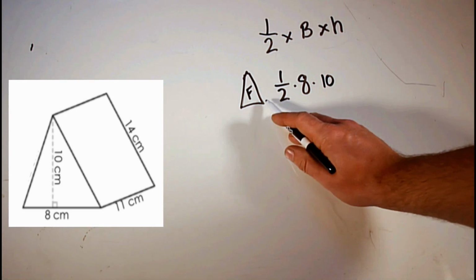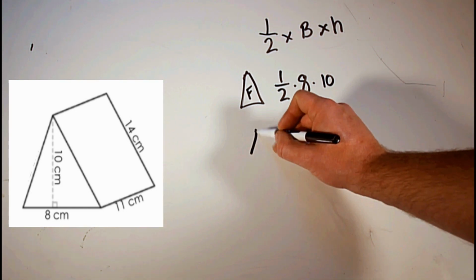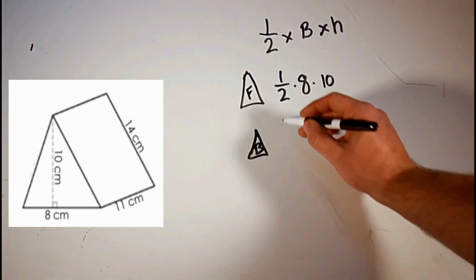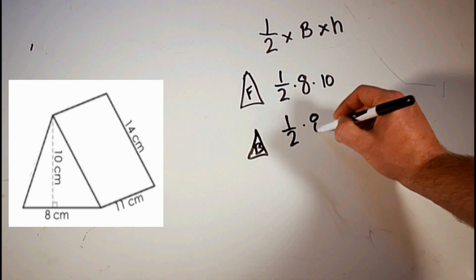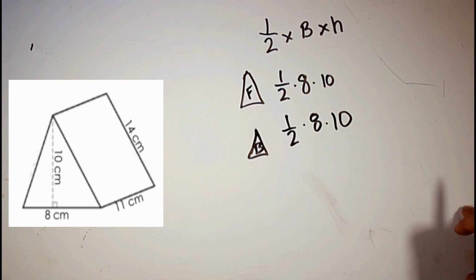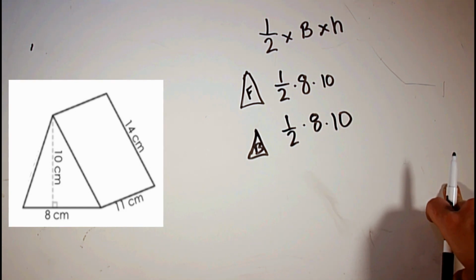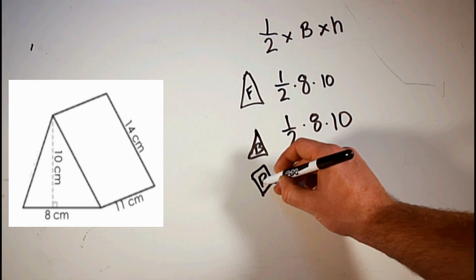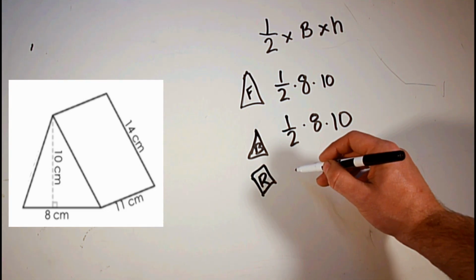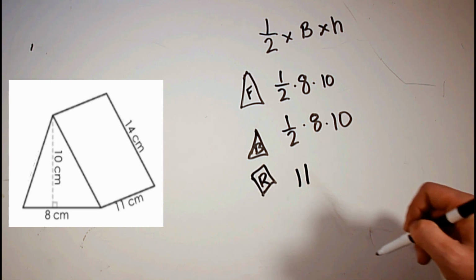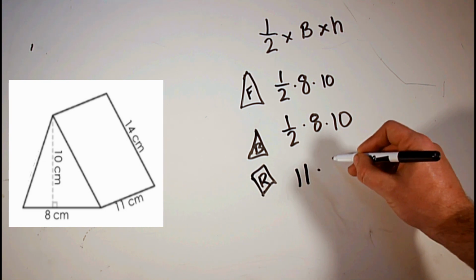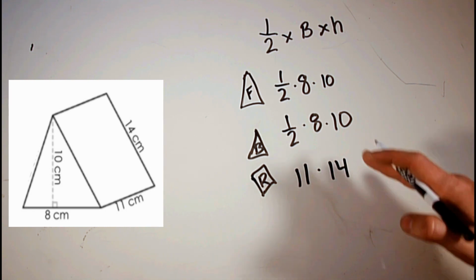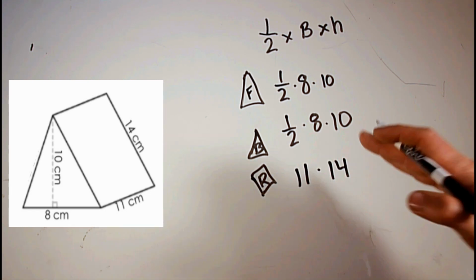Now, what's the same as this? Well, the back. The back triangle is the same. They're opposites, so they will be the same. Then we have the right side, and that's a rectangle. That rectangle has a length of 11, and it has a height of 14. Now what's going to be the same as that? Well, there's nothing opposite of that, nothing parallel.